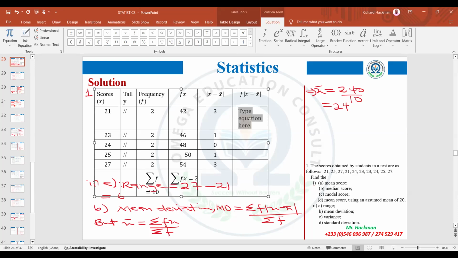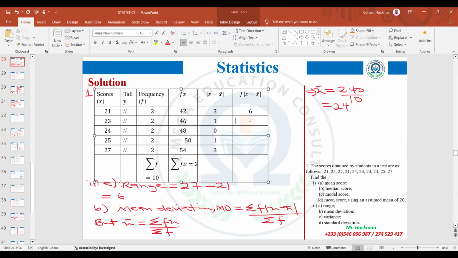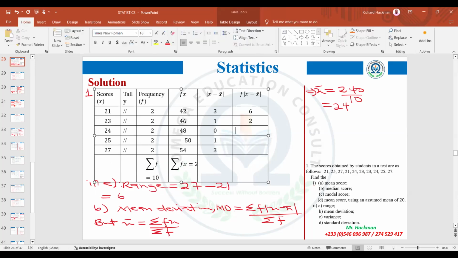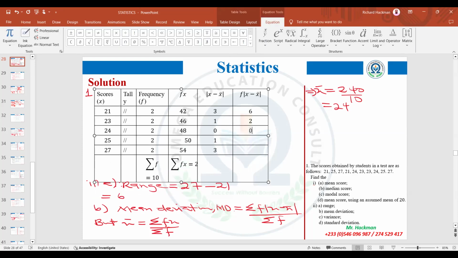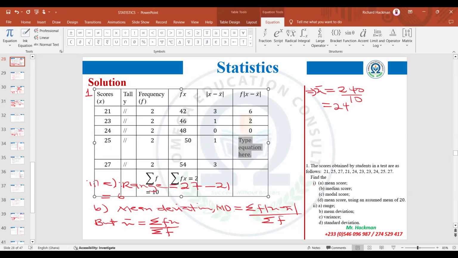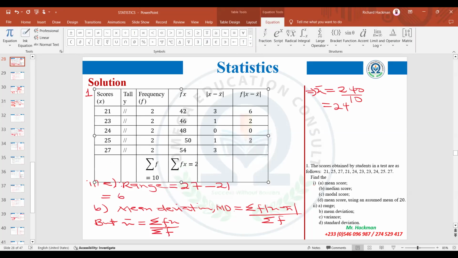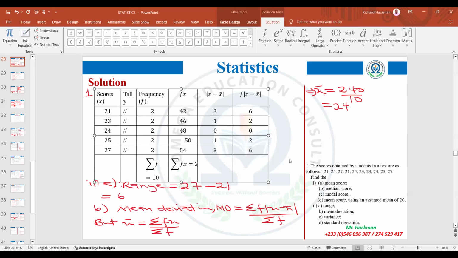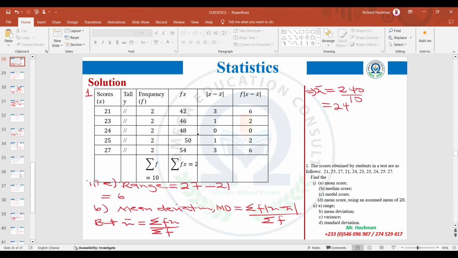So let's go. The first one will give us this, right? The next one will give us 2. Am I right? The next one will give us what? 0. The next one will give us what? 2. Then the last one will give us what? 6. All correct. Hello, is my point well made? Yes, please. Okay, very good.